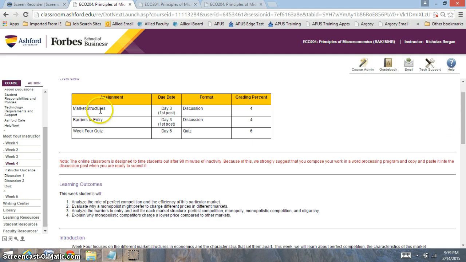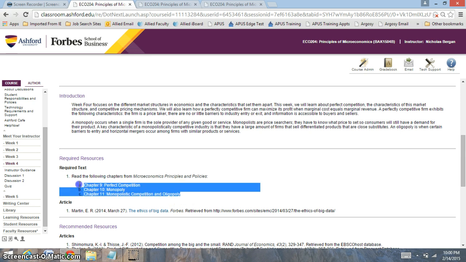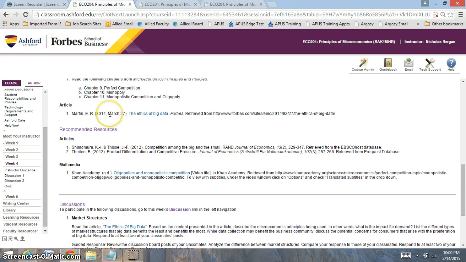So for this week, you're going to be having the market structures. That's going to be for the first discussion forum. Barriers to entry is the second discussion forum. And then you have the week 4 quiz, which is due by day 6. I've included a little introduction on what we're covering this week. You'll be reading chapters 9 through 11. I also have an article here, some recommended readings, and a multimedia as well.